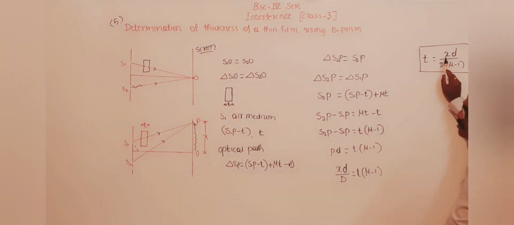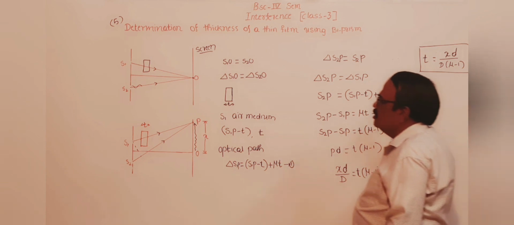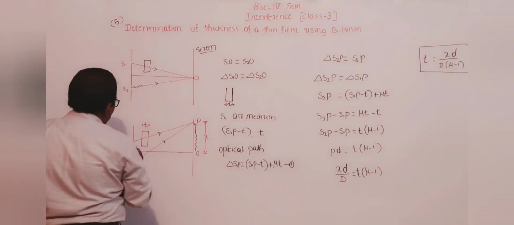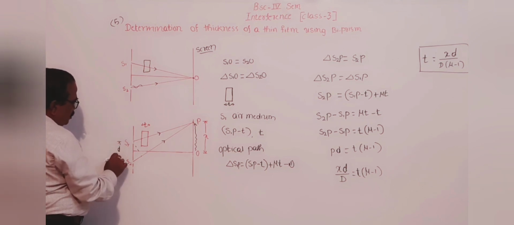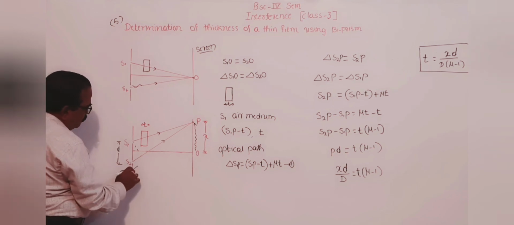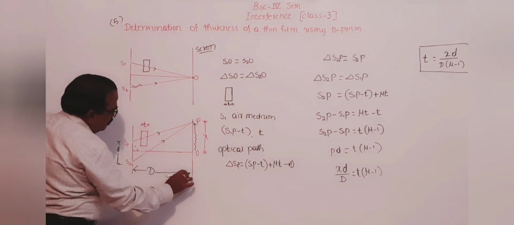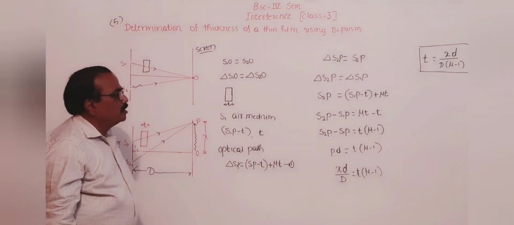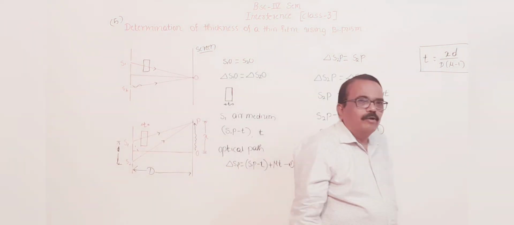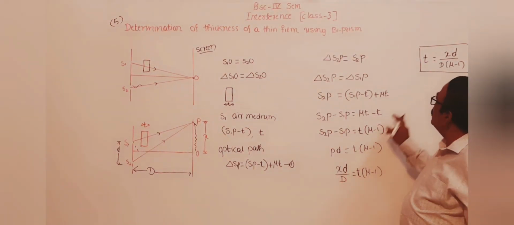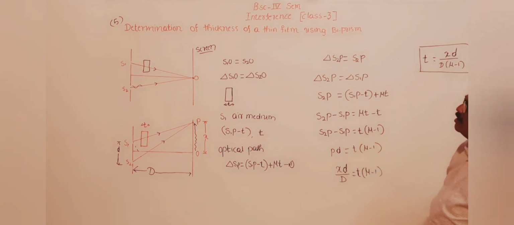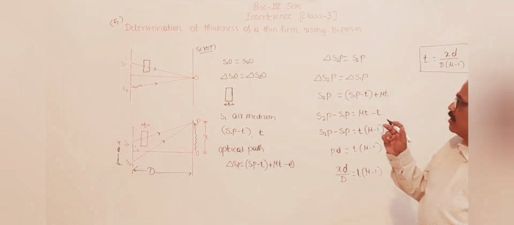What is x? x is the shift in the fringe position. Small d, what is that d? You know from the previous experiment, it is the distance between the two coherent sources. And what is this capital D? Capital D is the distance between the coherent sources and the screen. So if you substitute all these values, you can determine the thickness of a glass plate.